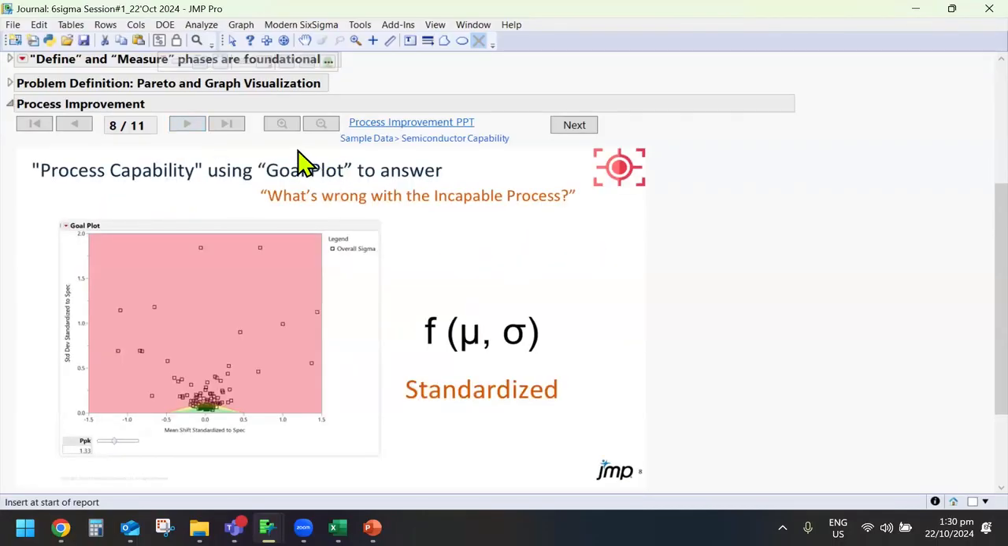Let's just focus on the goal plot. The goal plot, we understand just now the CPK. If you don't know CPK, the formula calculation, you can Google search. The CPK calculation is a formula of the sample mean and also the standard deviation. That's why only these two indicators: one is the mean, another is the standard deviation.